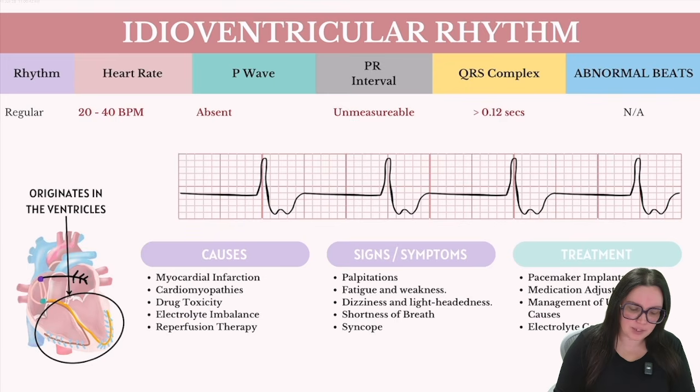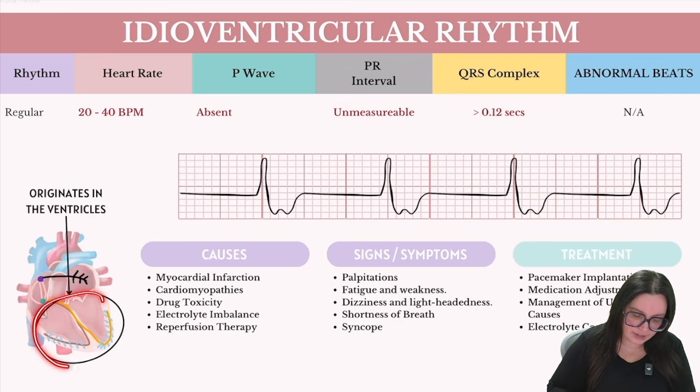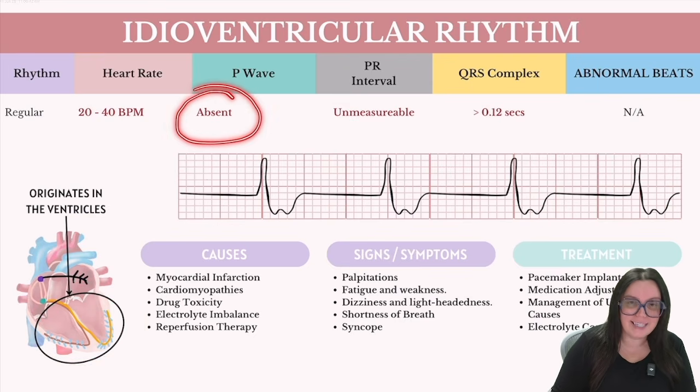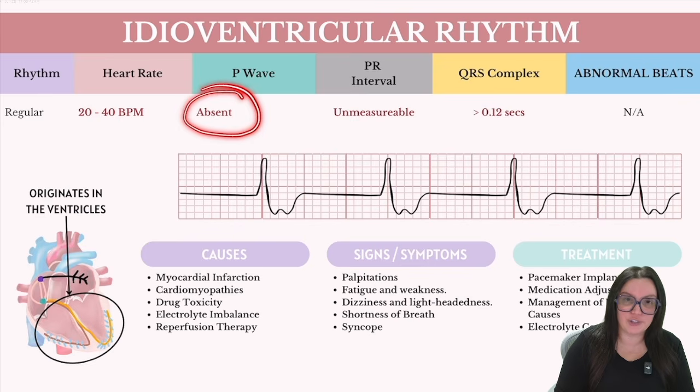The P waves in this rhythm are going to be absent, right? We talked about that before. That SA node and those AV nodes are no longer functioning. So all of that electricity that's taking place in the heart is only happening down here in the ventricles. So you're not going to see any kind of atrial activity taking place. Likewise, you're also not going to see a PR interval. It's going to be unmeasurable because of that lack of atrial activity.